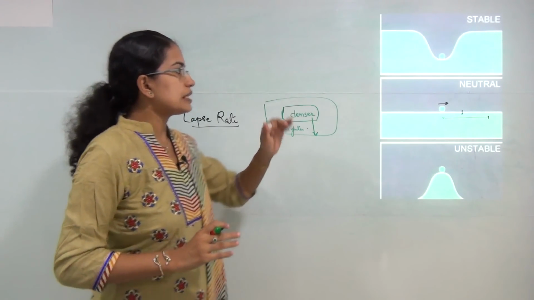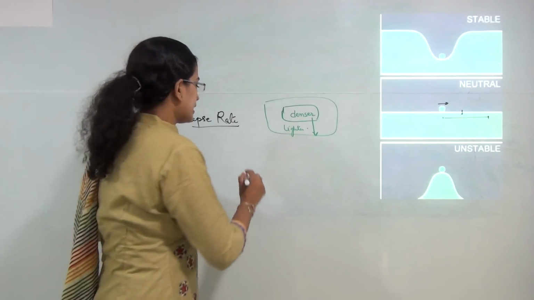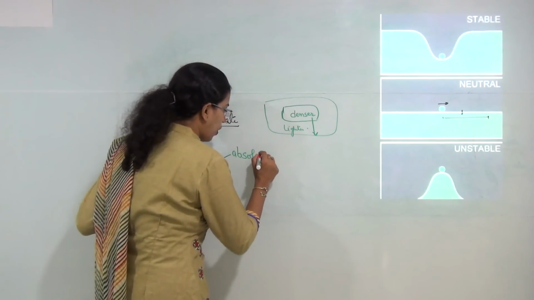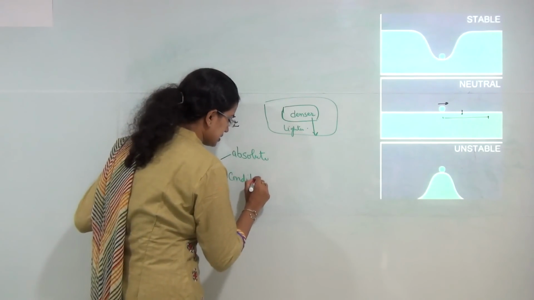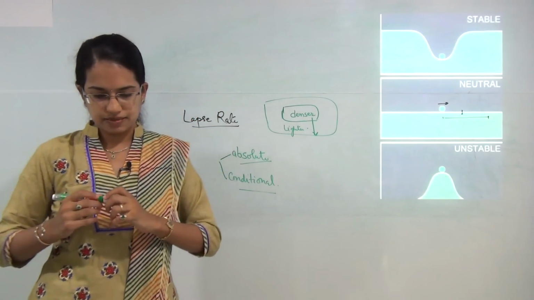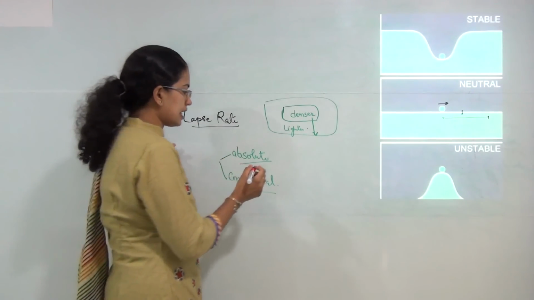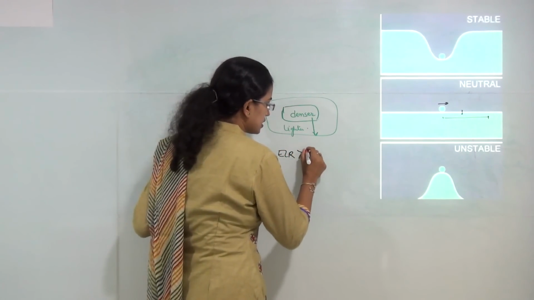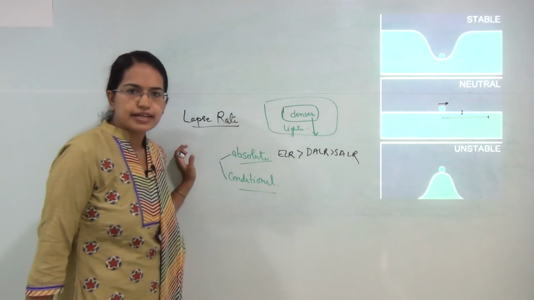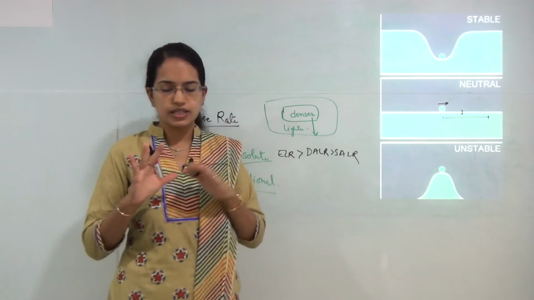When I talk about instability or an unstable atmosphere, I can explain it in two terms. It can be absolute instability or it can be conditional instability. Now what is the difference between absolute instability and conditional instability? When I say the environmental lapse rate is greater than both the dry adiabatic lapse rate and the saturated adiabatic lapse rate, then we say the atmosphere is in a situation of absolute instability.